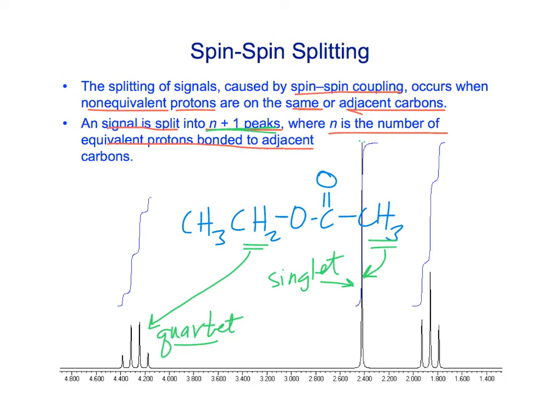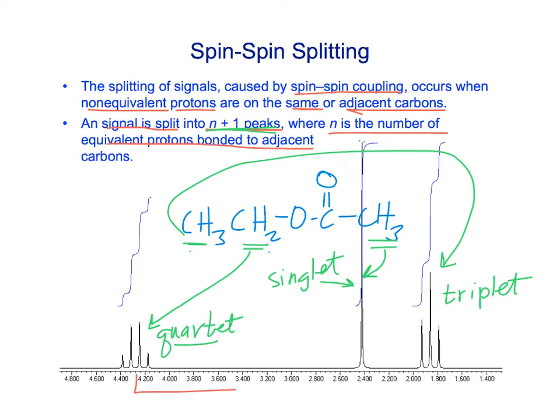Okay? If we go to the methyl group, this methyl group is way down here. That methyl group has a CH2 next to it. So it has 2 protons, n plus 1, 2 plus 1 is 3, and so this is observed as a triplet. The triplet, because there's 3 peaks, we know that it has to be next to a CH2 group. So in fact, this combination of a quartet and a triplet is always going to be an ethyl group.